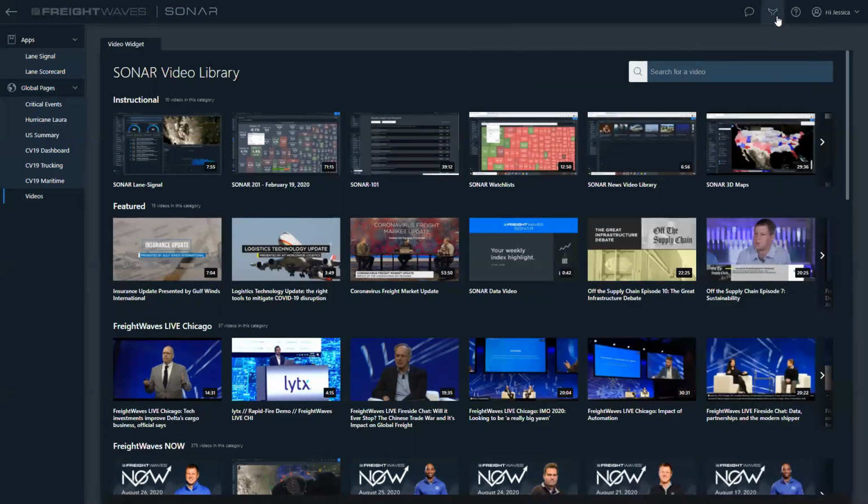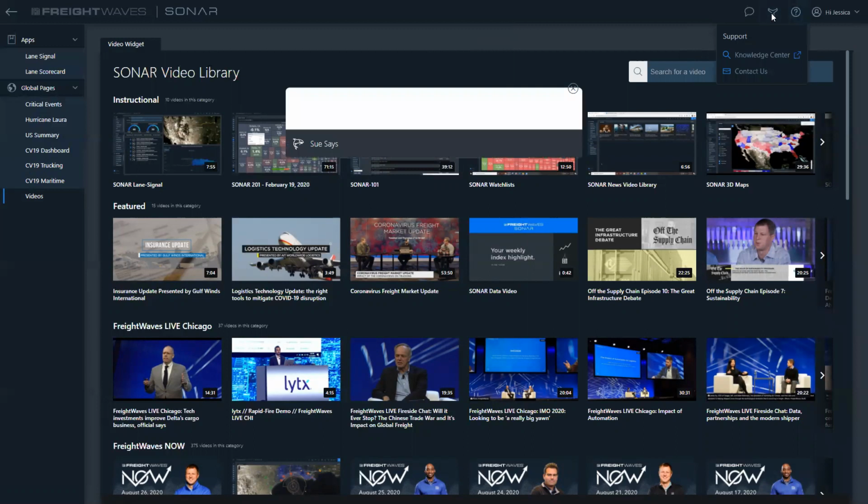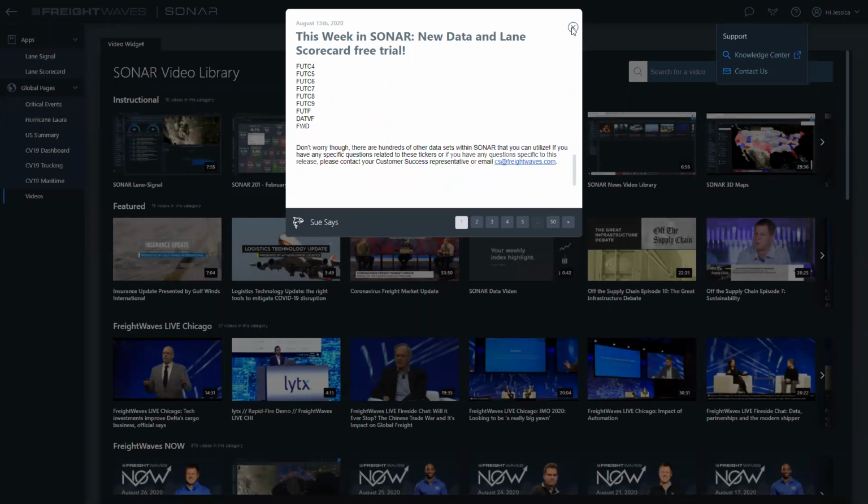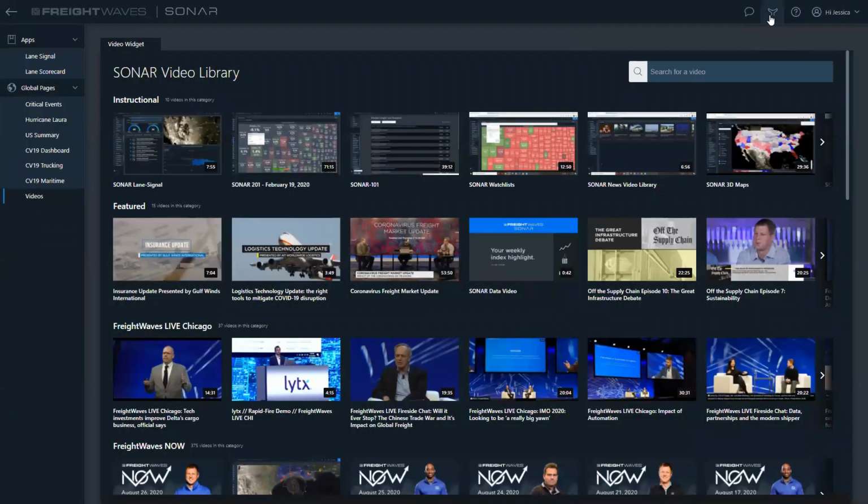The next one is our Sonar Sue. Anytime we have an update, it will be in here for you to read about, whether it's new data, new features, anything along those lines. The next one is the question mark, our Knowledge Center. Our Knowledge Center is a huge help. It has everything from understanding the data, what the data means, different widgets, pretty much everything that you need to know about Sonar.